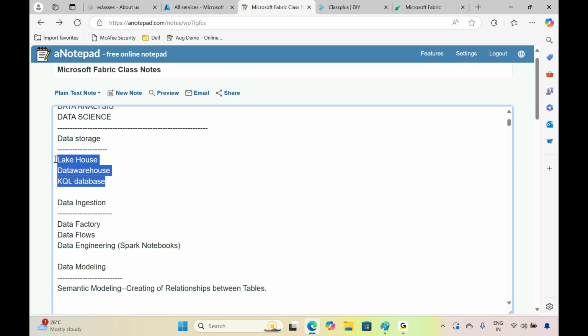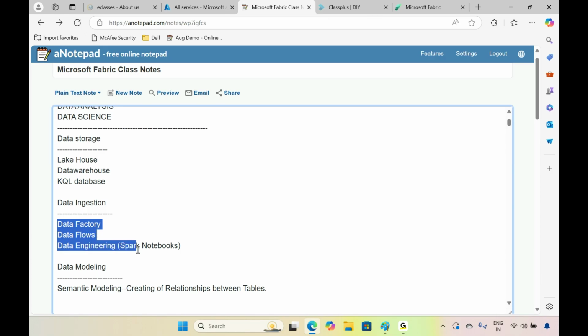The next one is about the data ingestion. What do you mean by data ingestion? Data ingestion is for ETL tools. What are all offered inside this Microsoft Fabric is data factory, data flows, data engineering Spark notebooks. This is nothing but Databricks only.